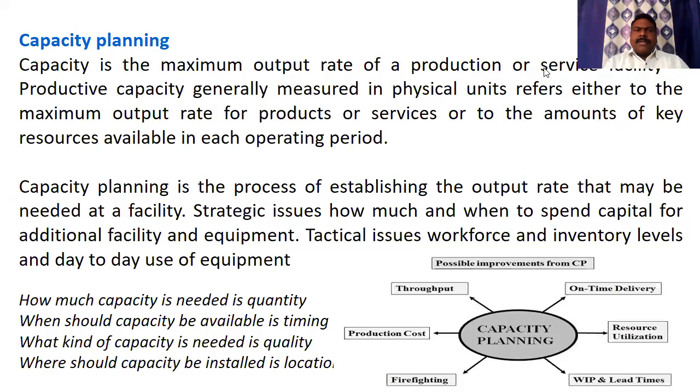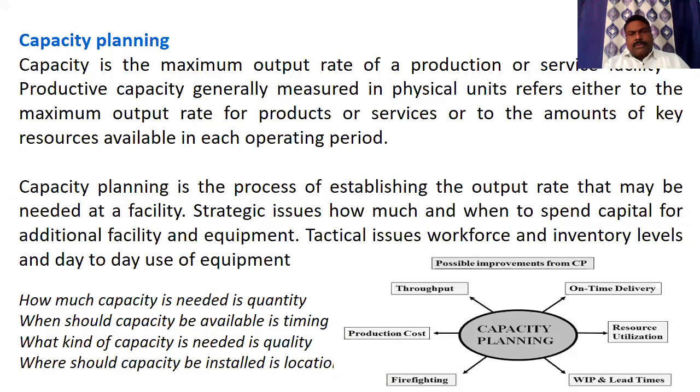If our capacity is 10 tons to produce a product, or we have the efficiency to serve customers within 2 days, that is our capacity. So this is the maximum output rate of a production or service facility. We have to match this capacity with the demand, and matching with the demand comes in the planning.